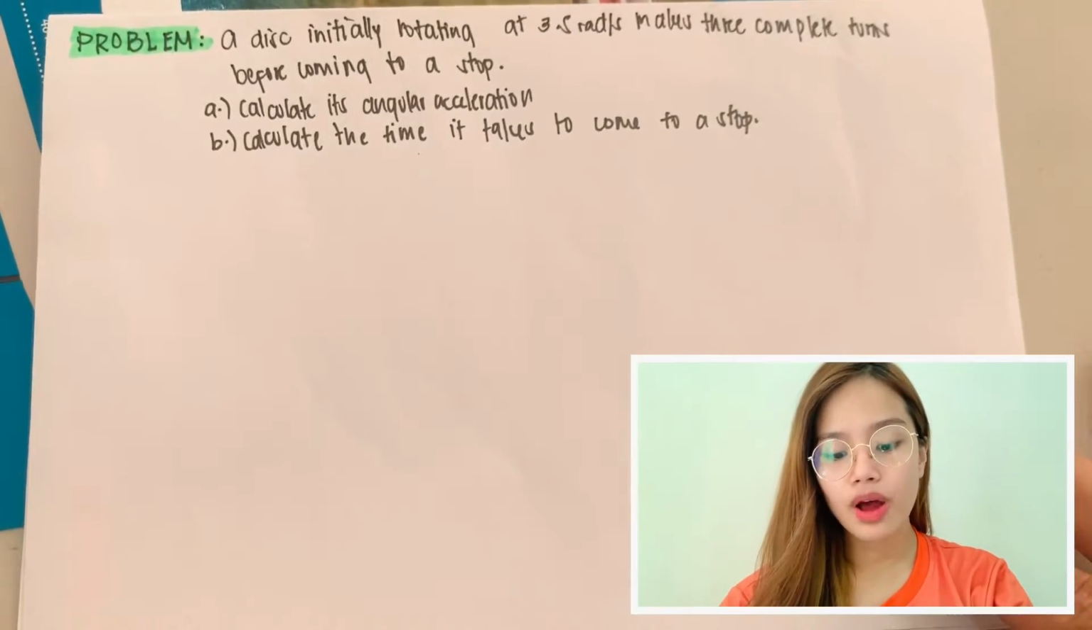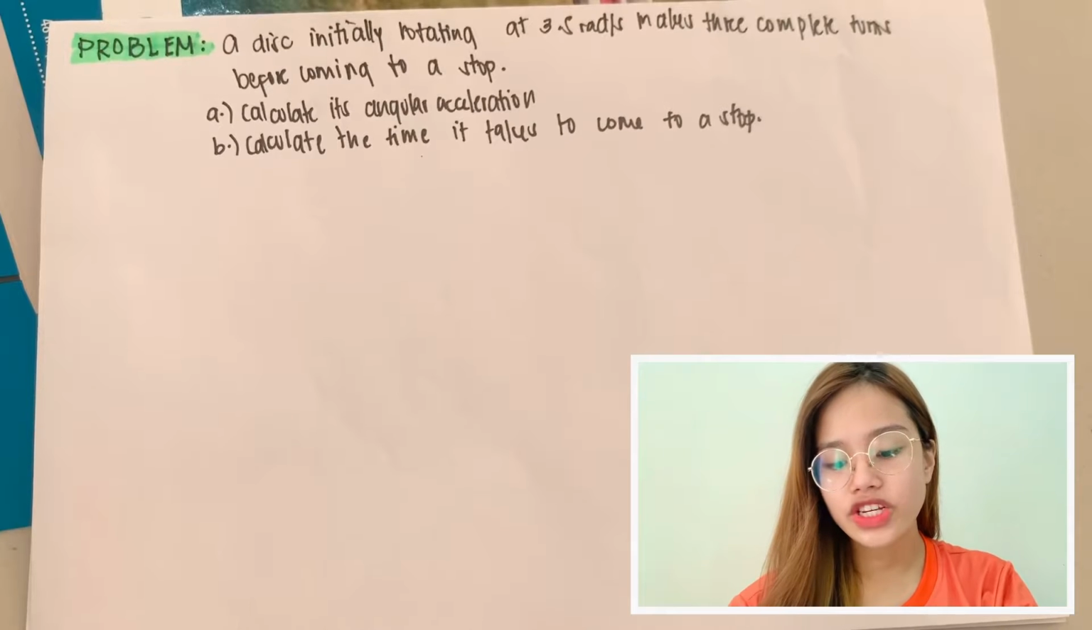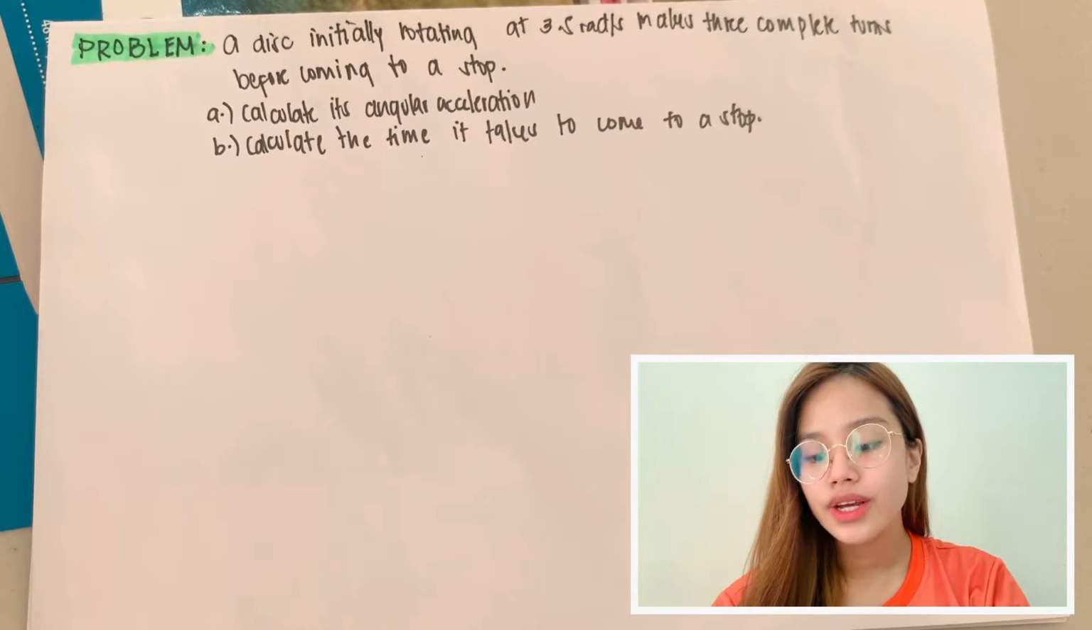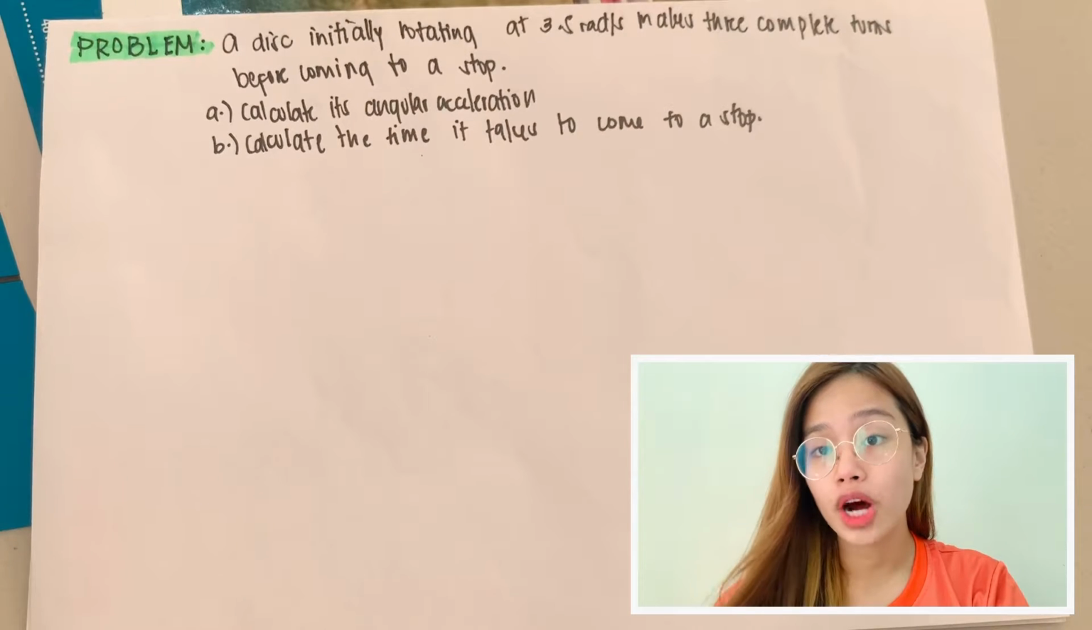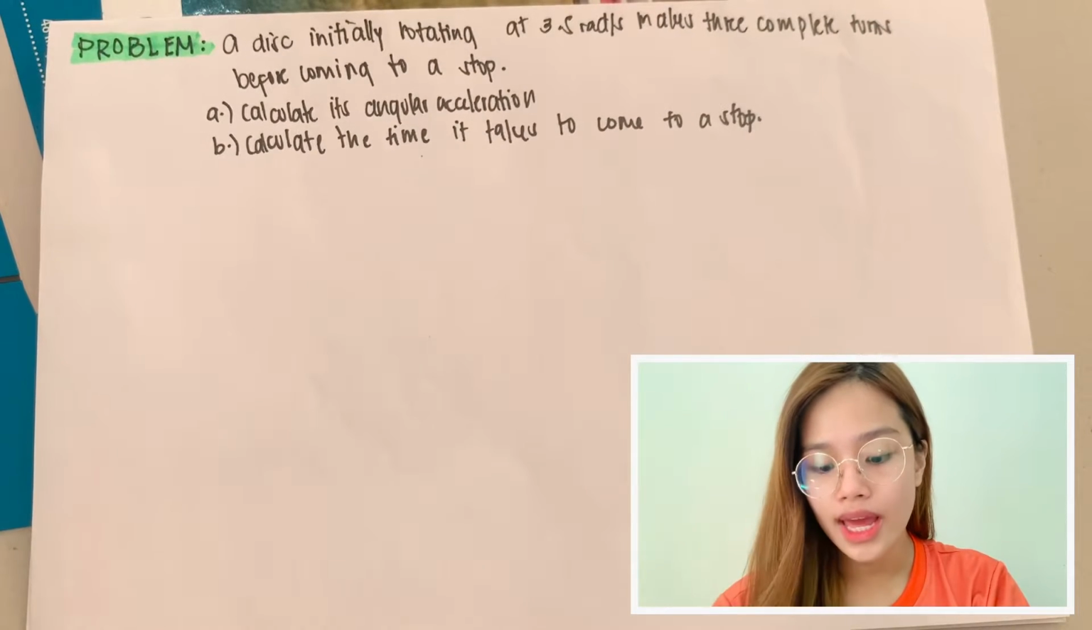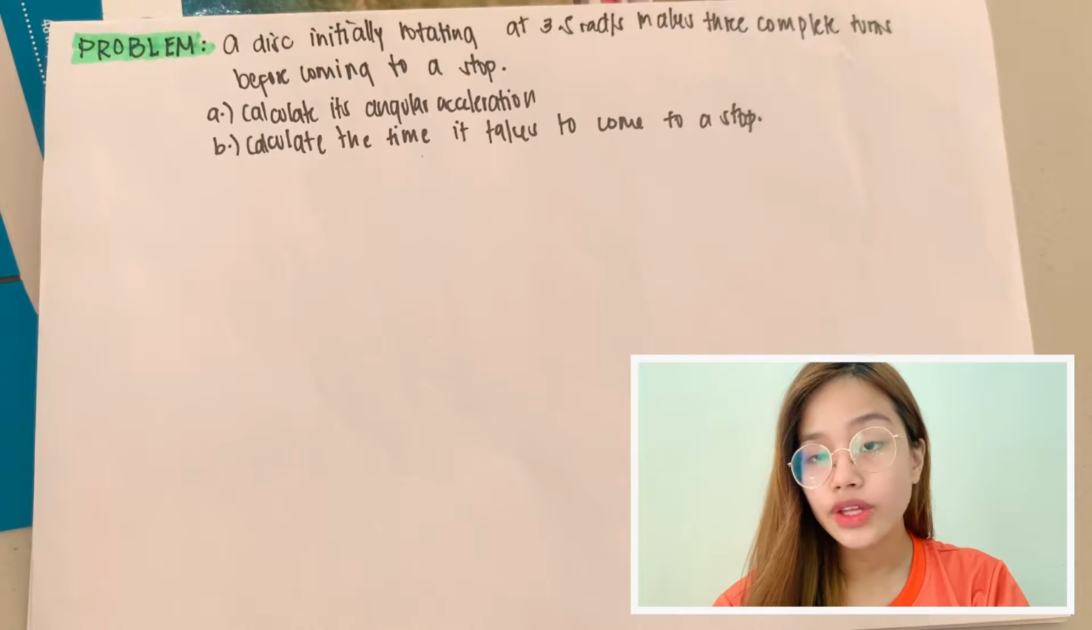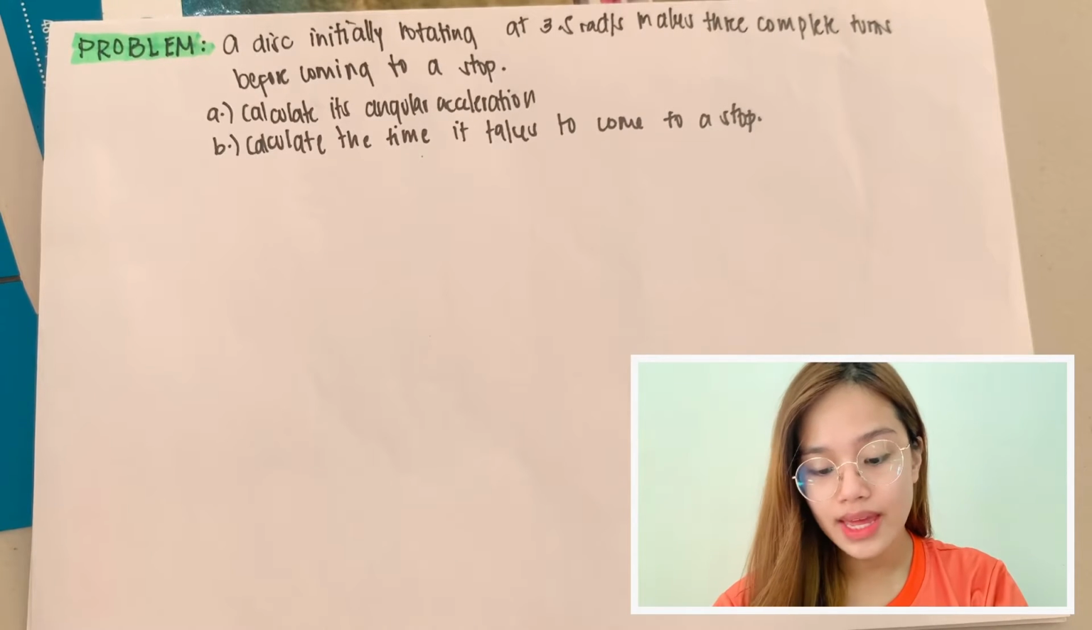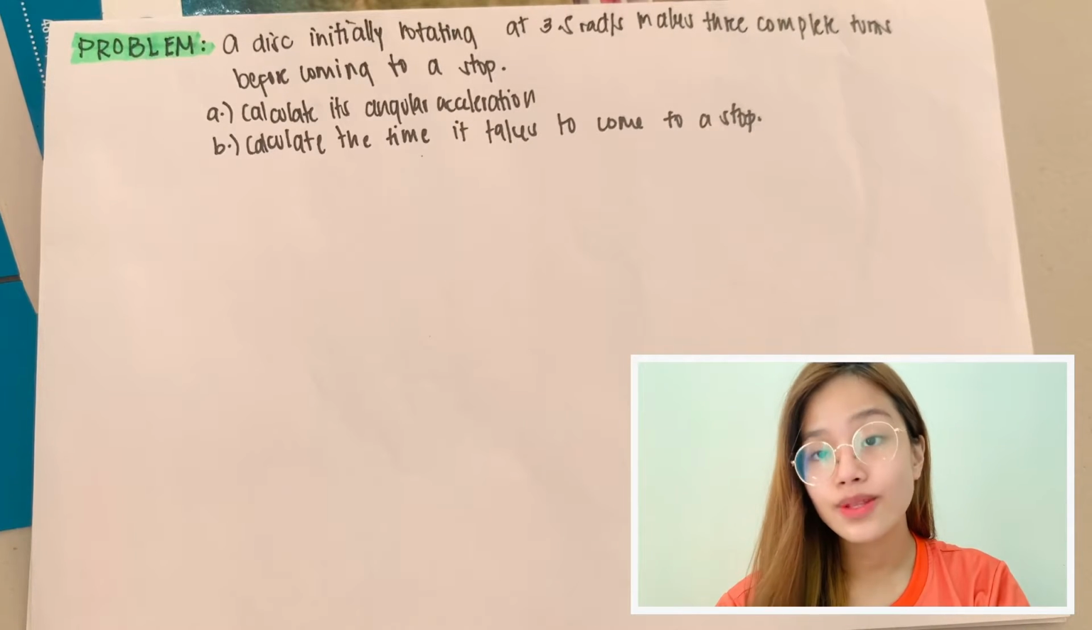So, here's the problem. A disk initially rotating at 3.5 radian per second makes 3 complete turns before coming to a stop. Letter A, calculate its angular acceleration, and letter B, calculate the time it takes to come to a stop.